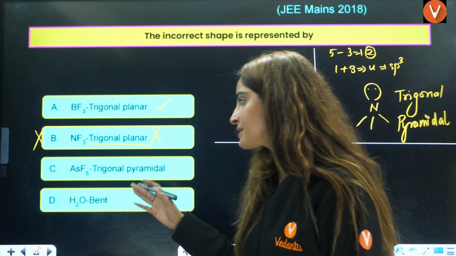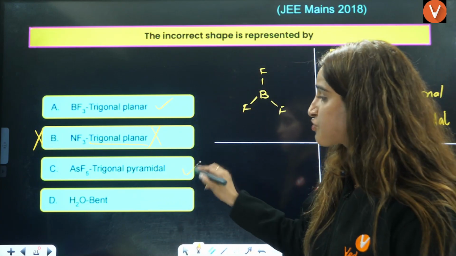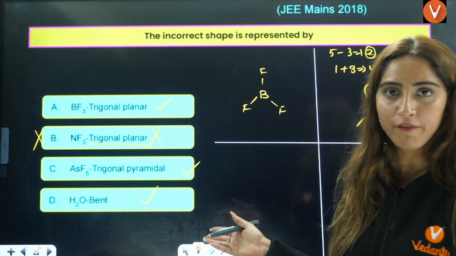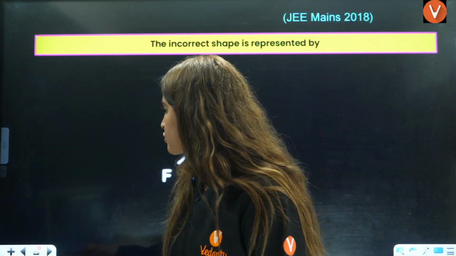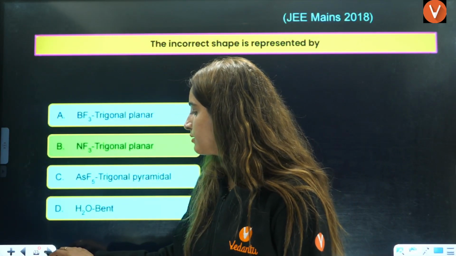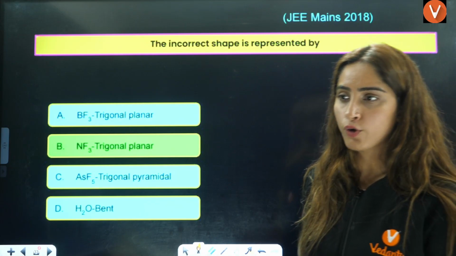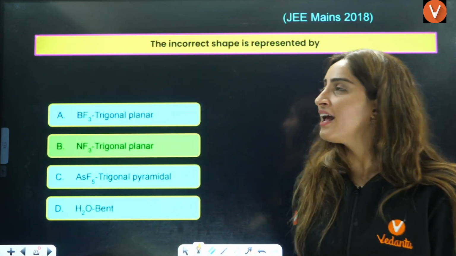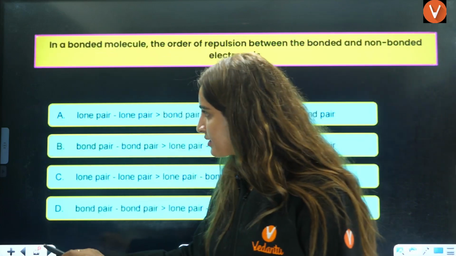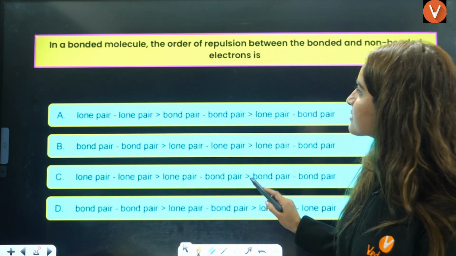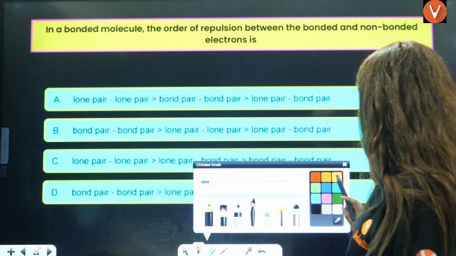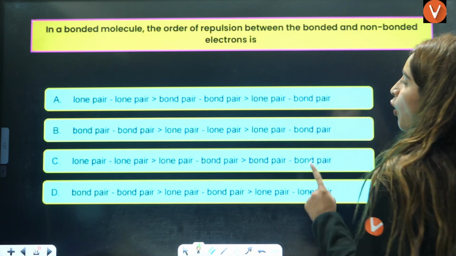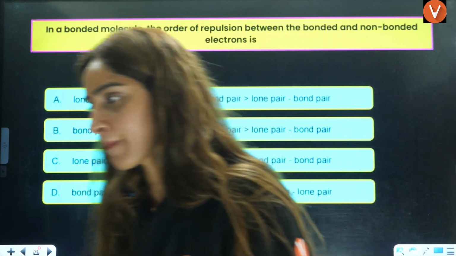Next is AsF5. We have just done that. This is trigonal bipyramidal. H2O also we have done. That is a bent shape, right? So answer will be B is the correct answer and the incorrect option, right? Oh, sorry, correct option and which is not the correct shape, right? Okay. Next is, in a bonded molecule, the order of repulsion between the bonded and non-bonded electron is.